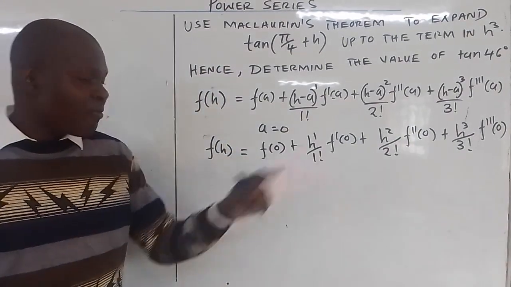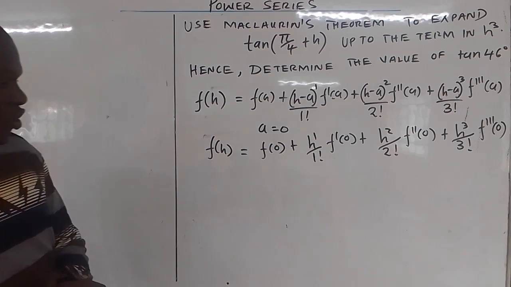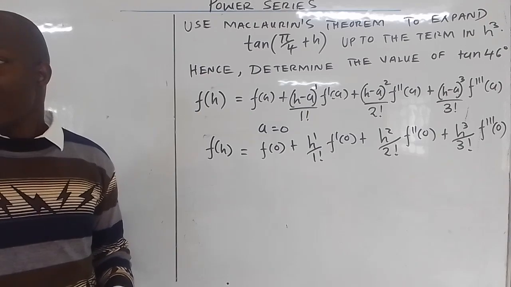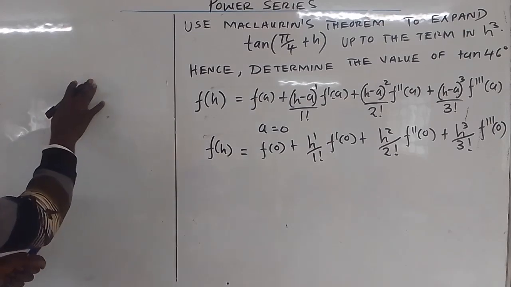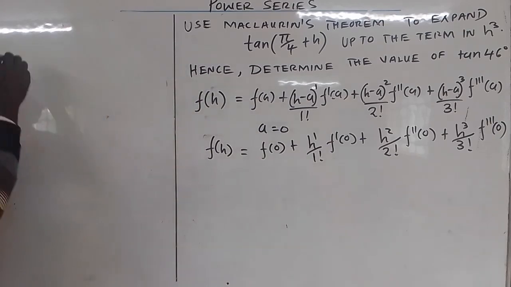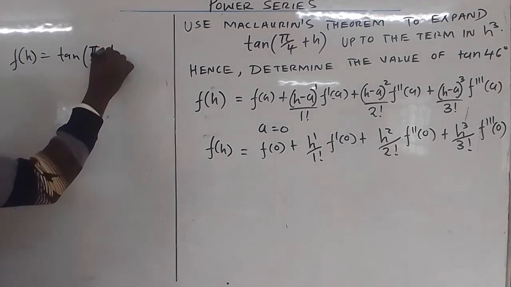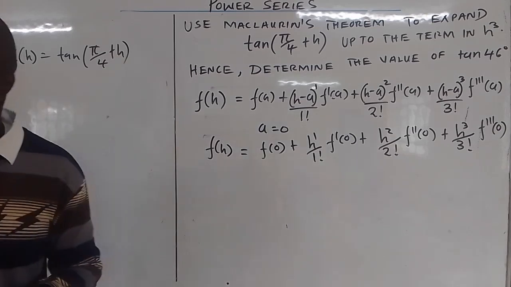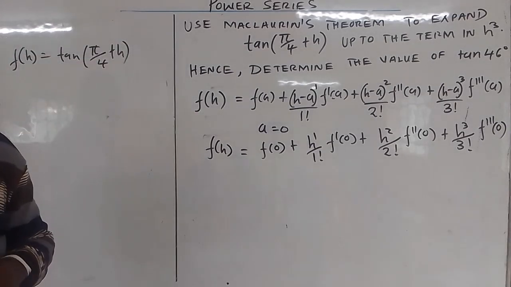So after you found the formula, you now come here and see what function we were given. Where do we expand the function? We were given tan(π/4 + h). So we have f of h equals tan(π/4 + h). The whole of it is f of h, not h plus anything. Don't confuse with the Taylor where you have x plus h, meaning the f of h is the whole of this. The whole of it is f of h.